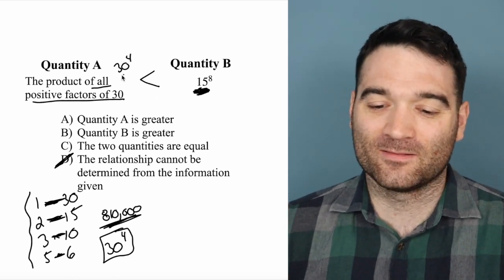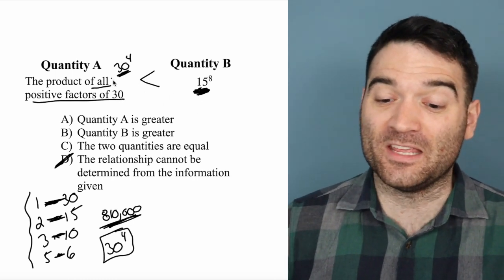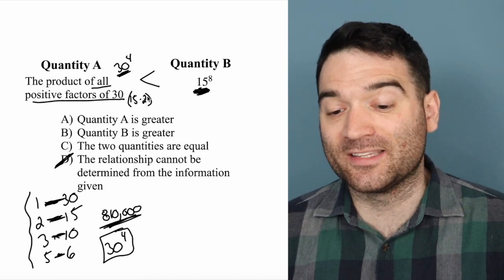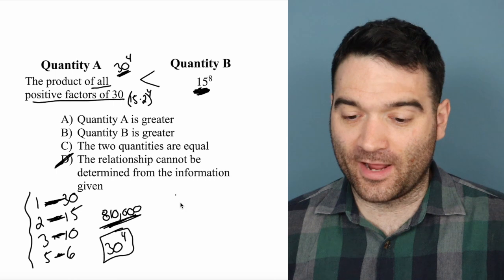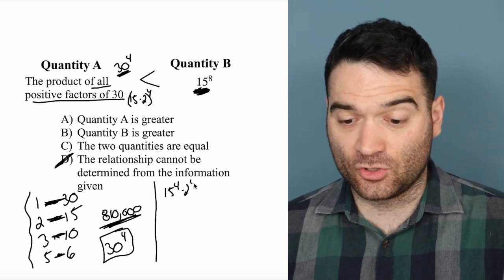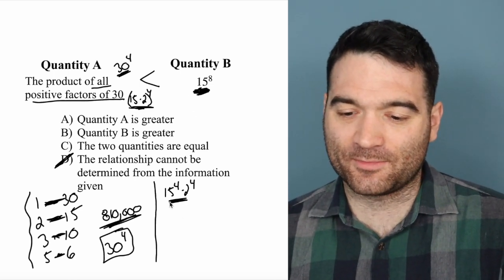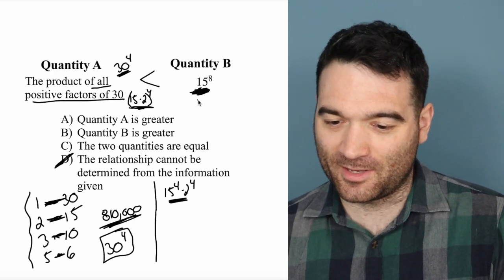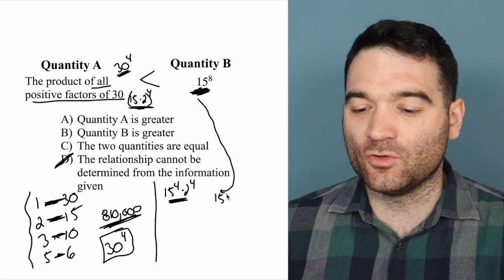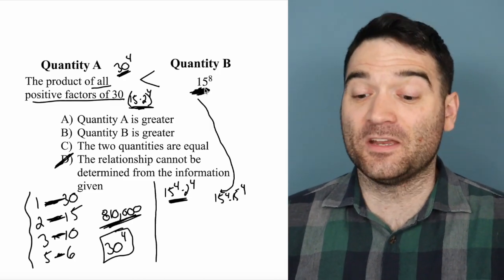Now, if you want to compare, let me break this down into something that has 15 in it to make it a little bit easier of a comparison. This is going to be 15 times 2 to the power of 4, also known as 15 to the power of 4 times 2 to the power of 4. Now, if I want to compare 15 to the power of 4 times 2 to the power of 4 to this one, I'm going to bring this down here. A lot of movement going on. And I'm going to break this up into 15 to the 4 times 15 to the 4, right? Because 15 to the 8 is 15 to the 4 times 15 to the 4.